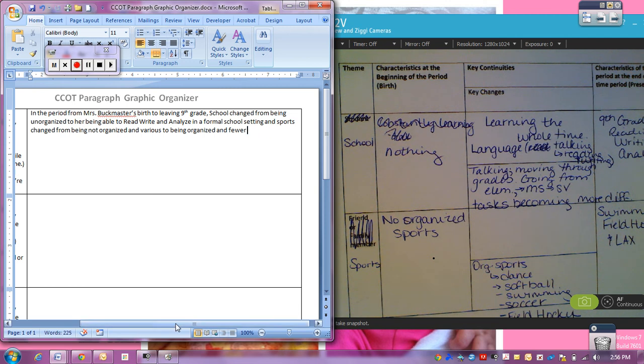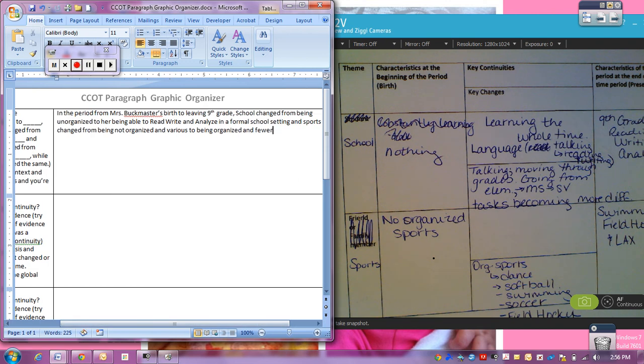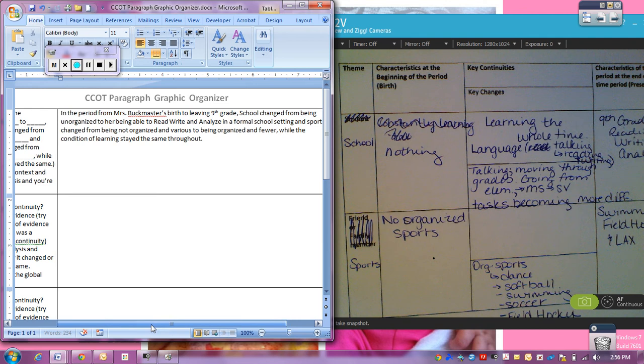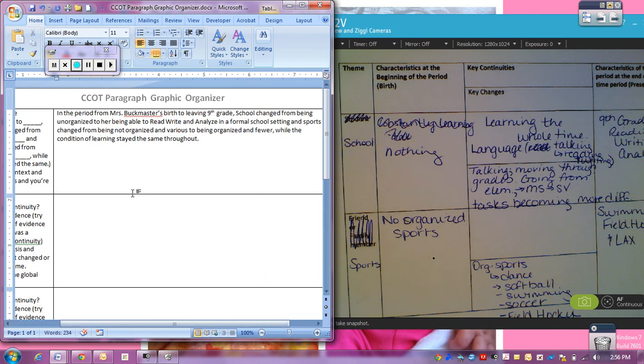And then I'm going to go back over and say, while the condition of learning stayed the same throughout. And you can change it so whatever your themes kind of go with. And then I would want to add world context, and I'll let you guys think about that a little bit, but just to kind of give you the format.